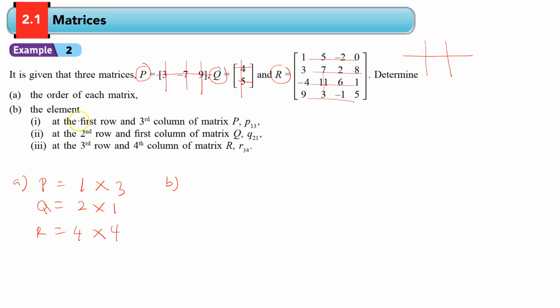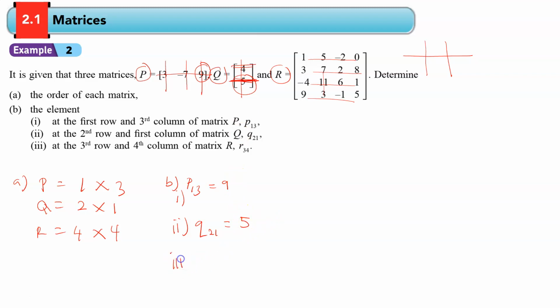B. The element at the first row and third column of matrix P. P13. So, P13. P tengok ni lah. So, 1, 3. Dia memang ada 1 row saja. 3 is third column. So, 1, 2, 3. So, kita ada 9. Ini untuk B1. Kalau B2, dia nak second row, first column, Q21. Q21 untuk Q. Second row, 1, 2. So, dia nak yang ni. Second column. Second row, first column. Memang ada 5 sahaja.